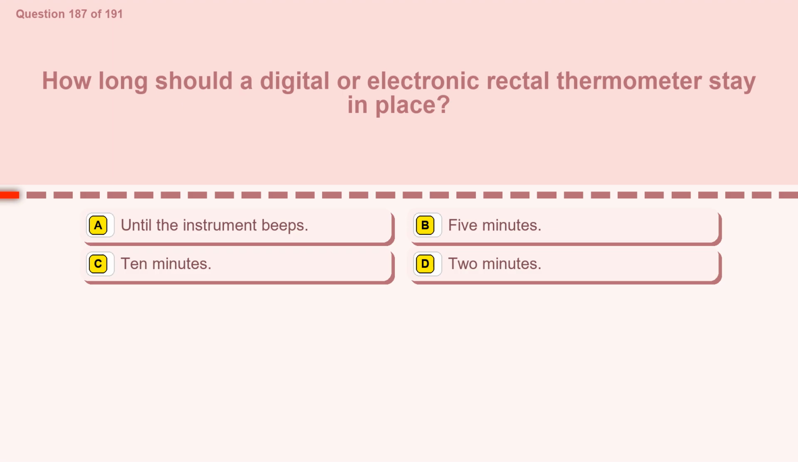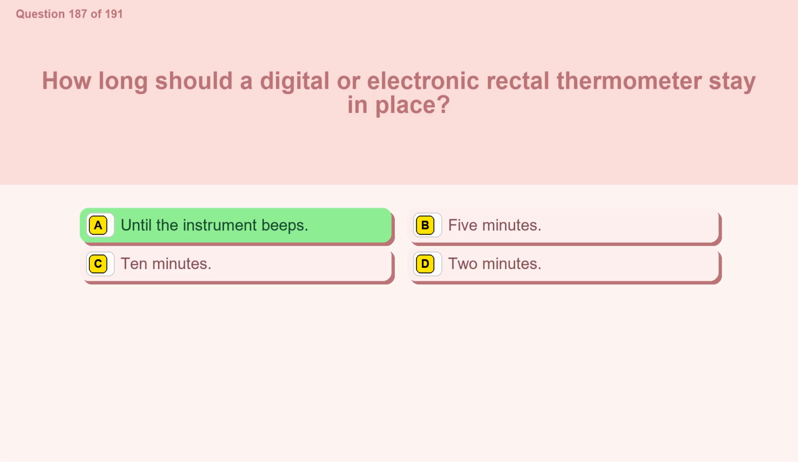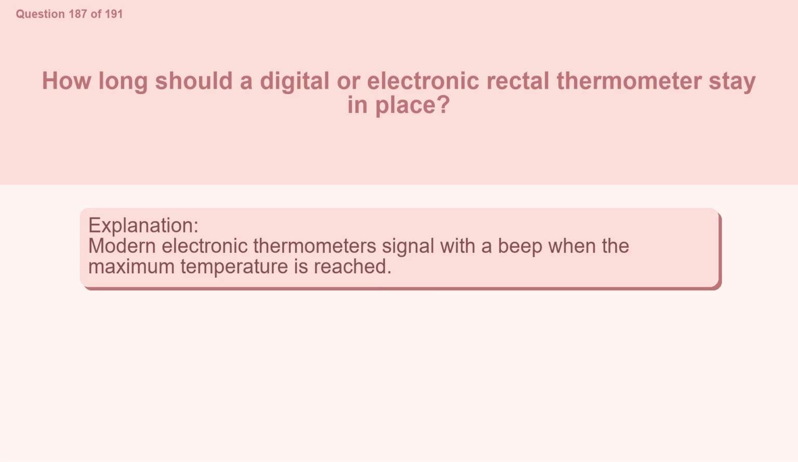Question 187. How long should a digital or electronic rectal thermometer stay in place? Option A, until the instrument beeps. Option B, 5 minutes. Option C, 10 minutes. Option D, 2 minutes. The correct answer is option A, until the instrument beeps. Modern electronic thermometers signal with a beep when the maximum temperature is reached.